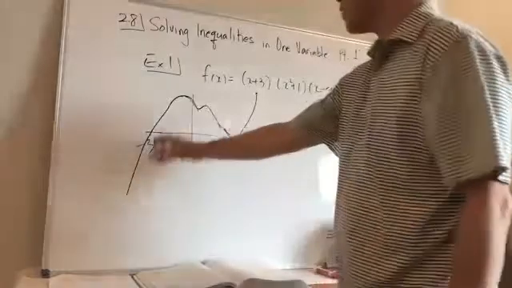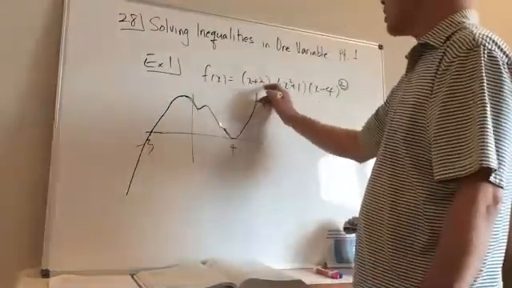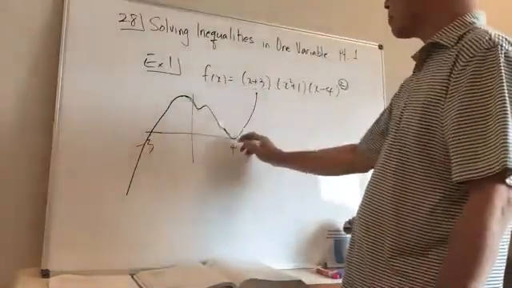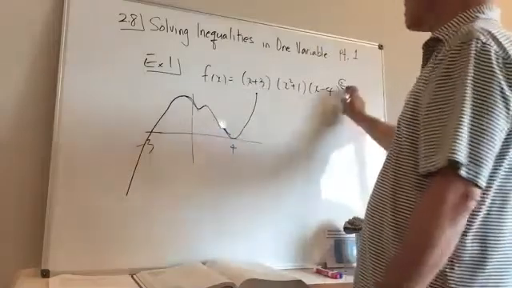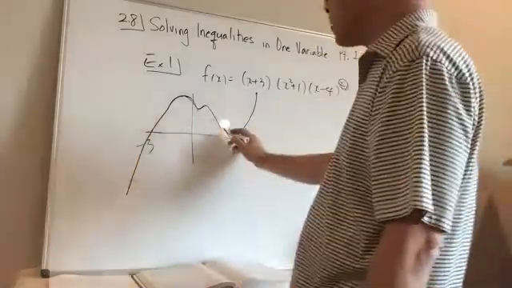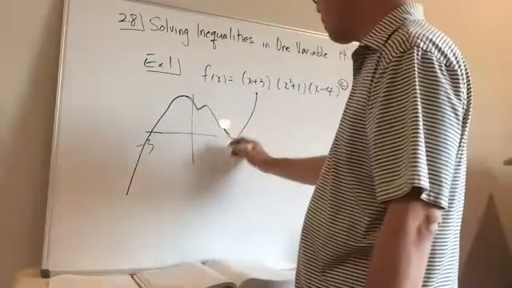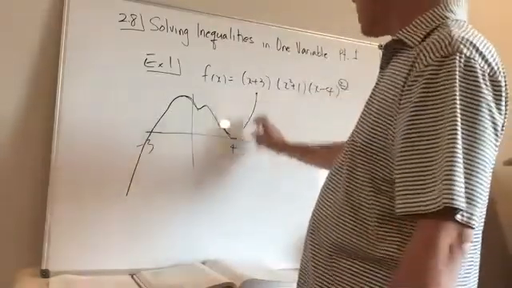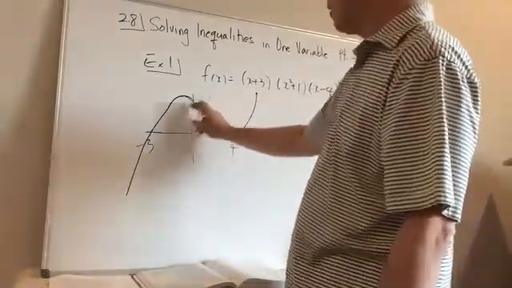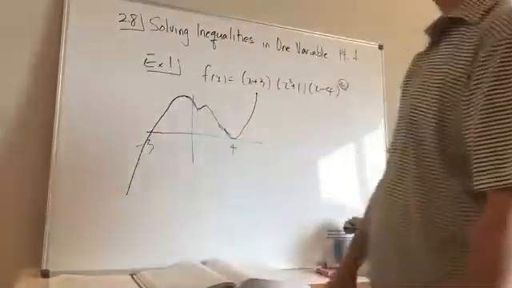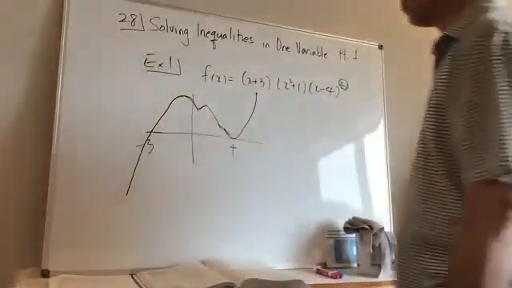So negative 3 comes right here, and then the 4 is over here, but it's a multiplicity of 2. Since it's an even number, it does not penetrate. Remember, when it's an odd number, it penetrates. When it's an even number, it does not penetrate, goes right back up, and does a little dip, and this is what it's going to look like.